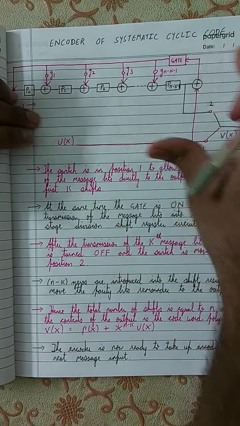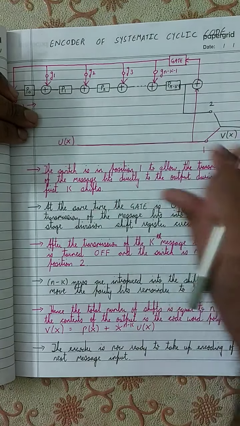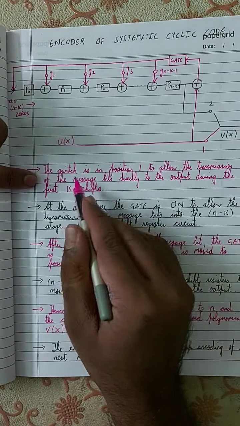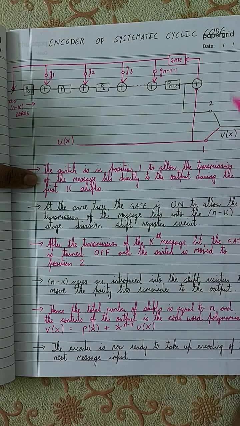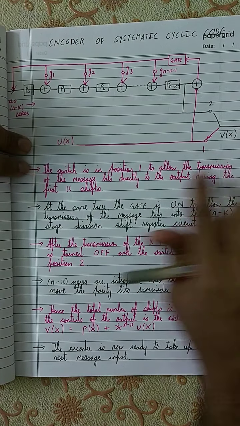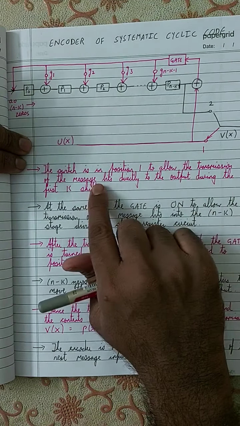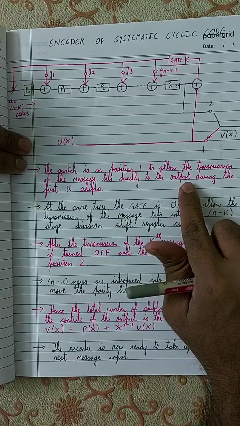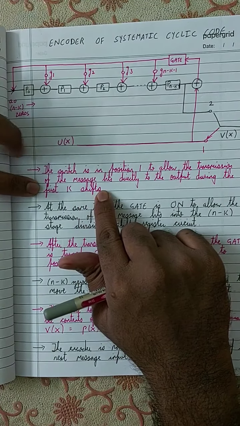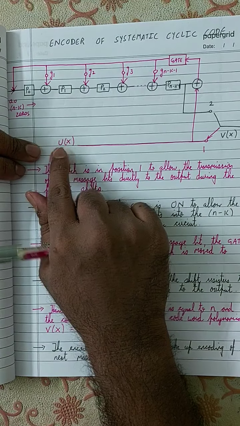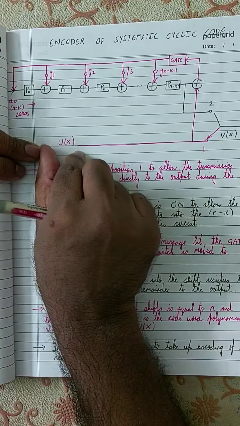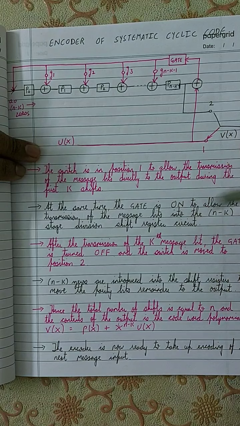So here the working of the circuit is exactly how I explained before. First, the switch is in position 1. Okay, at the beginning the switch will be in position 1, and during that time, to allow the transmission of the message bits directly to the output during the first k shifts, where k represents the number of input bits. So u(x) has k bits, right? So the first k bits will be transmitted to the output. That is the first step.